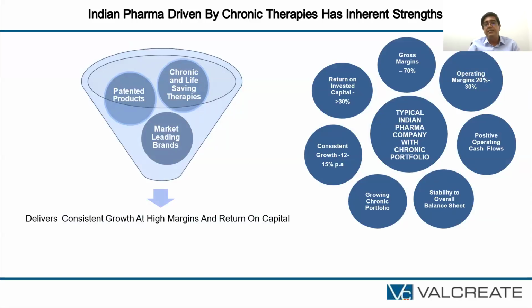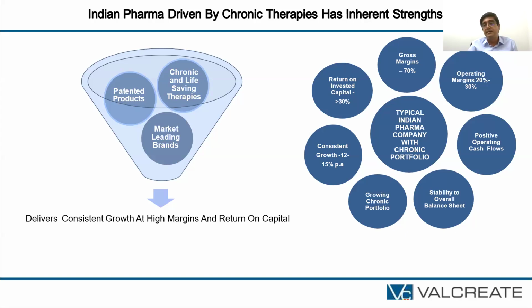There are some patented products which are being launched by international companies, MNCs, through tie-ups with Indian companies, but there are few. There aren't as many. But that's a very profitable segment. Companies who have market-leading brands and are focused on chronic and life-saving diseases or therapies have much higher margins and return on capital employed compared to the rest of the pack.